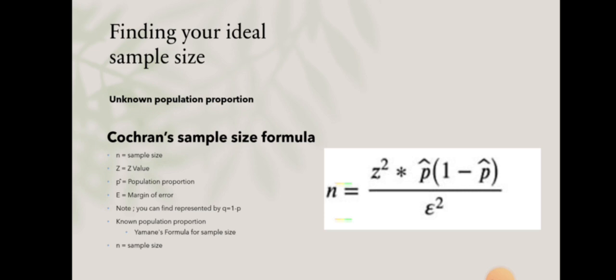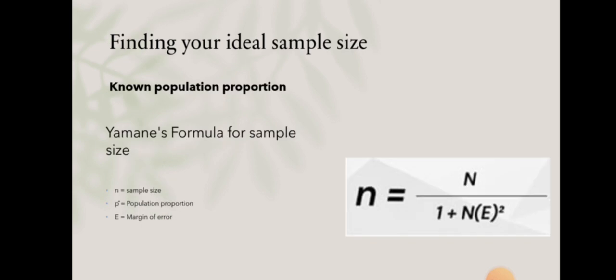Cochrane formula for sample size determination for unknown population proportion or unlimited proportions. We will see this formula in examples. Cochrane formula is used when the population is unknown. The other one, for a known population, is Yamane's formula for sample size.